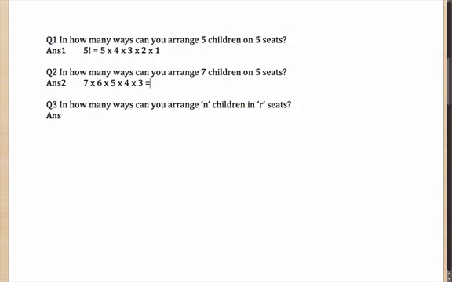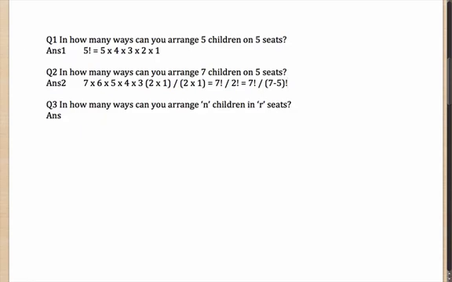Now instead of writing it like this, I can multiply it by 2 into 1 and also divide it by 2 into 1. Why am I doing it like this? Because if I do this, the entire thing in the numerator is 7 factorial and what I have in the denominator is 2 factorial. If you notice, this is nothing else but 7 factorial by (7 minus 5) factorial.